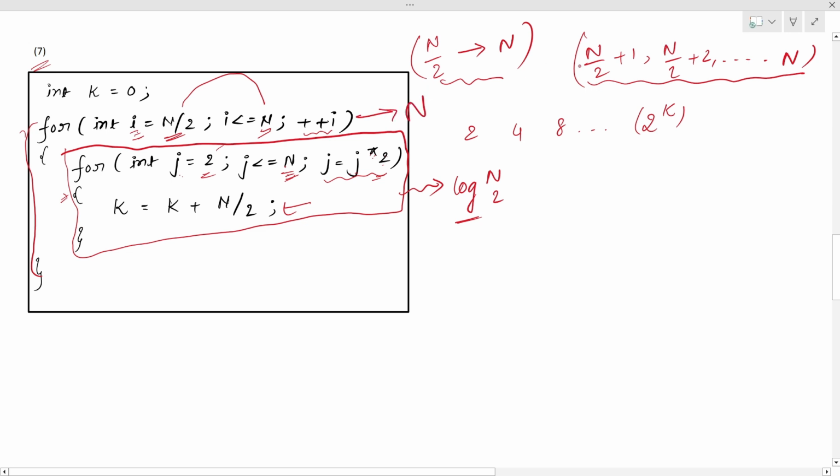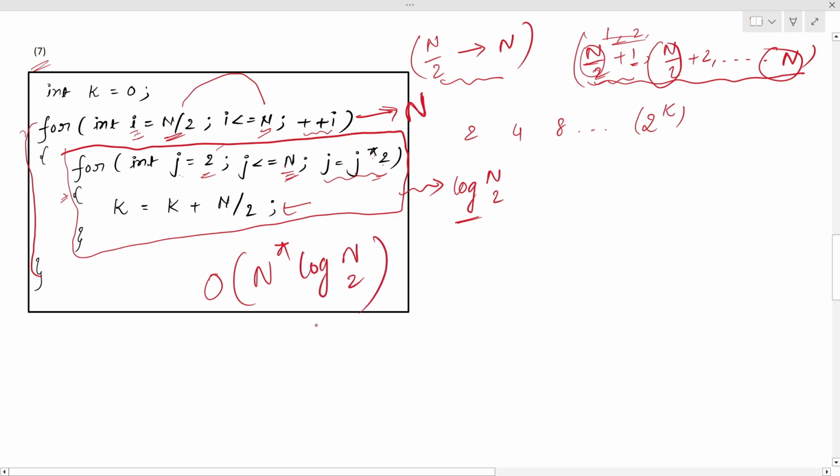Every time it's not dividing by 2, but the same thing is happening, and you can see it's something like 1, 2, something like this, right? So clearly the complexity for this outer for loop is n. Hope you got it. So the entire complexity is what? n into log n base 2.